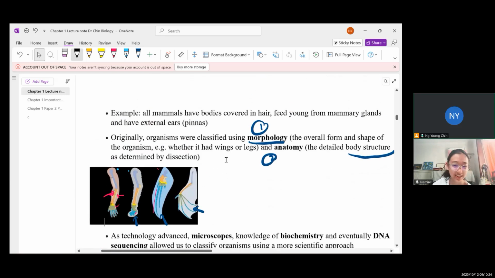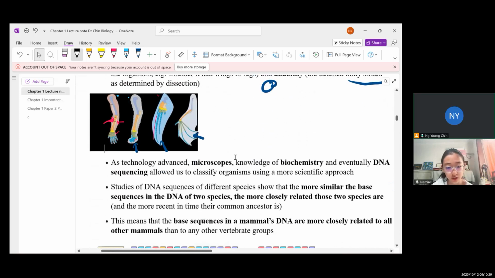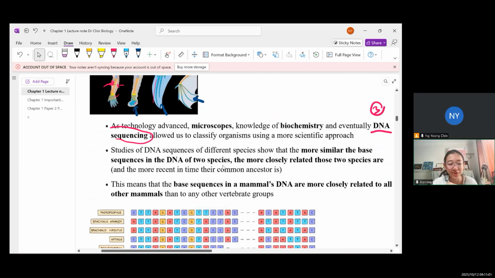So morphology is anatomy, and now we talk about DNA sequencing. The third method will be DNA sequencing. If you classify living organisms based on DNA sequencing, it's the most accurate method to classify organisms. But why is it the most accurate method? Because it's the genetic material in the cell nucleus, so it's very accurate.